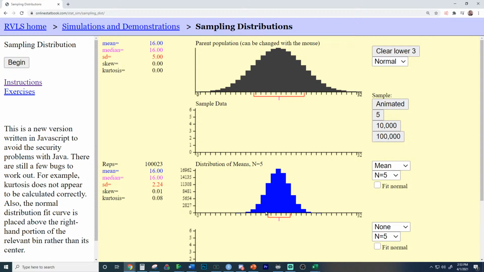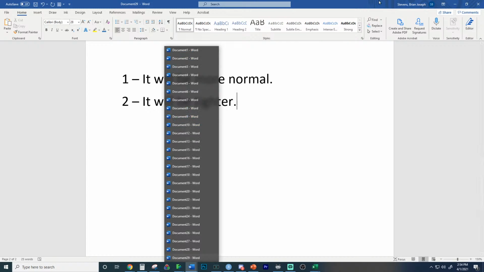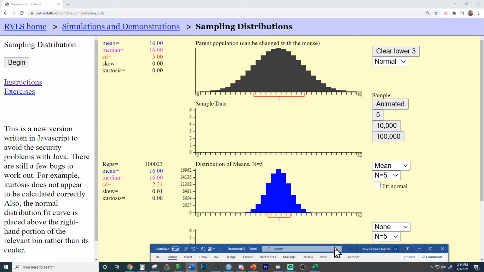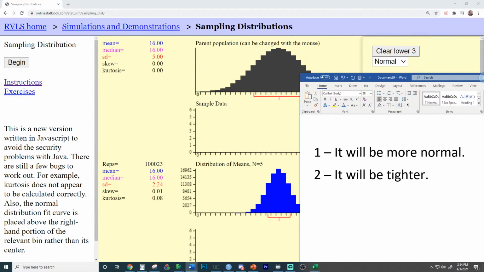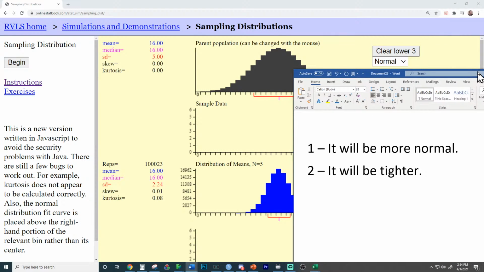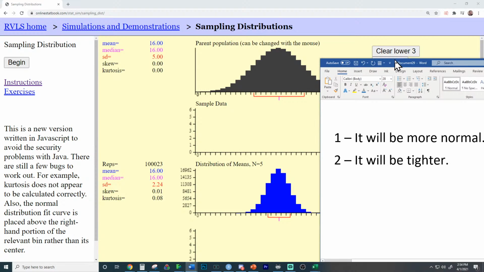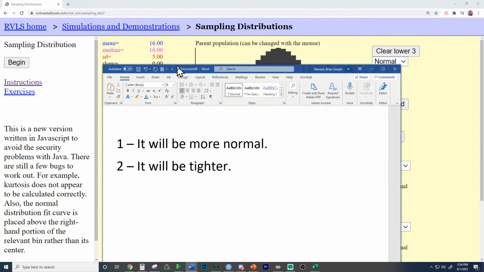What else do you notice about this? We met the condition, and it is looking definitely normal. And what else do you notice about that distribution when you look at it on the screen? When you look at the top distribution versus the bottom distribution, it does look more normal, and it also looks what? Those are the two things the central limit theorem is stating. Looks tighter, exactly. So it meets those two things right here.